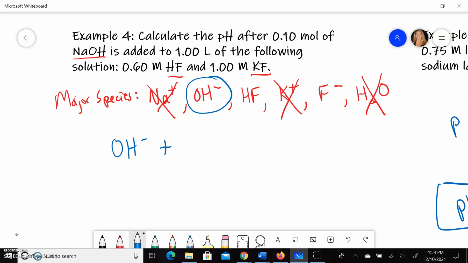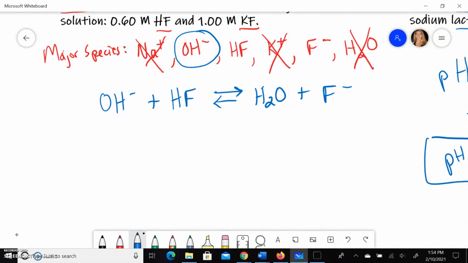It's not going to react with the fluorine because that's negative, and two negatives don't like each other, but it can definitely react with HF because that's a weak acid. And so it's going to strip the HF of the hydrogen and create water and F-. So now we have our first reaction.